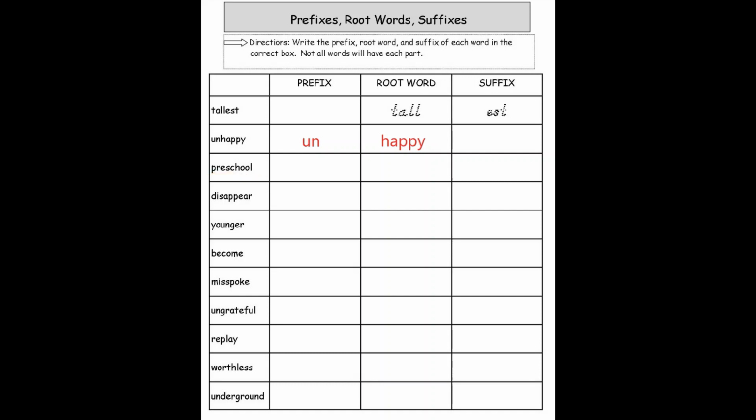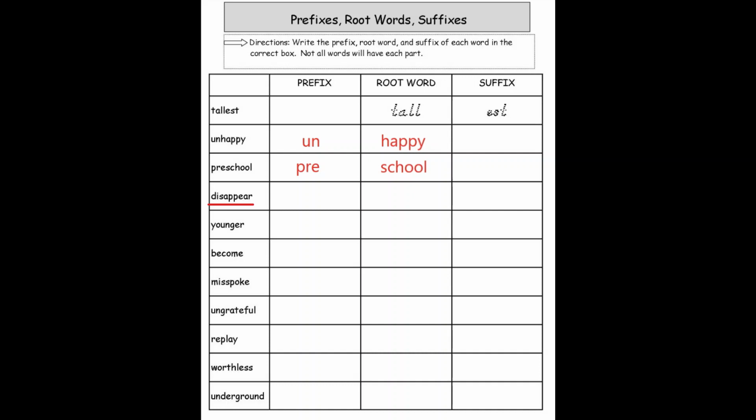Okay, so I'm going to look at the root word first, because once I figure that out, then I'll be able to know if it's a prefix or a suffix. So for preschool, I know the root word is school. And again, that pretty much gives me the answer for whether it's a prefix or a suffix. And the answer is going to be a prefix because pre is in front of the word school. So that's our answer for preschool.